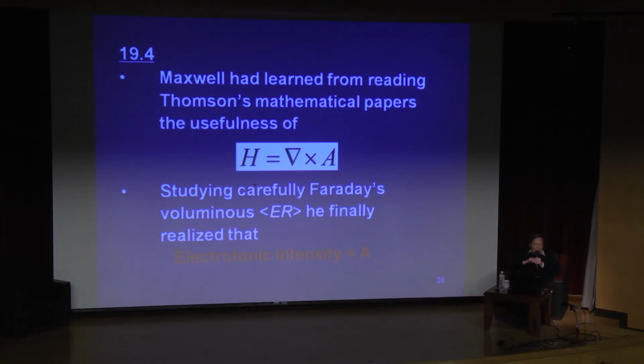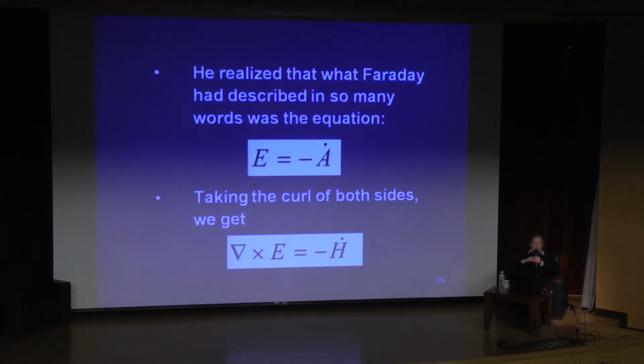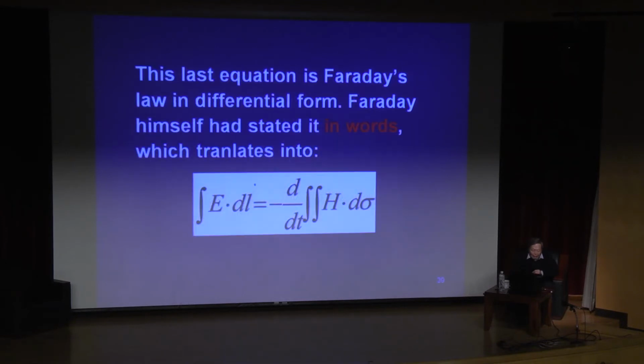Studying carefully Faraday's voluminous Experimental Researches, Maxwell finally realized that the electrotonic intensity of Faraday is equal to the vector potential A, defined by the equation H equal to curl of A. He realized that what Faraday had described in so many words was the equation E equal to minus the time derivative of A. If you take this equation and take the curl of both sides, we get curl of E equal to minus H dot.